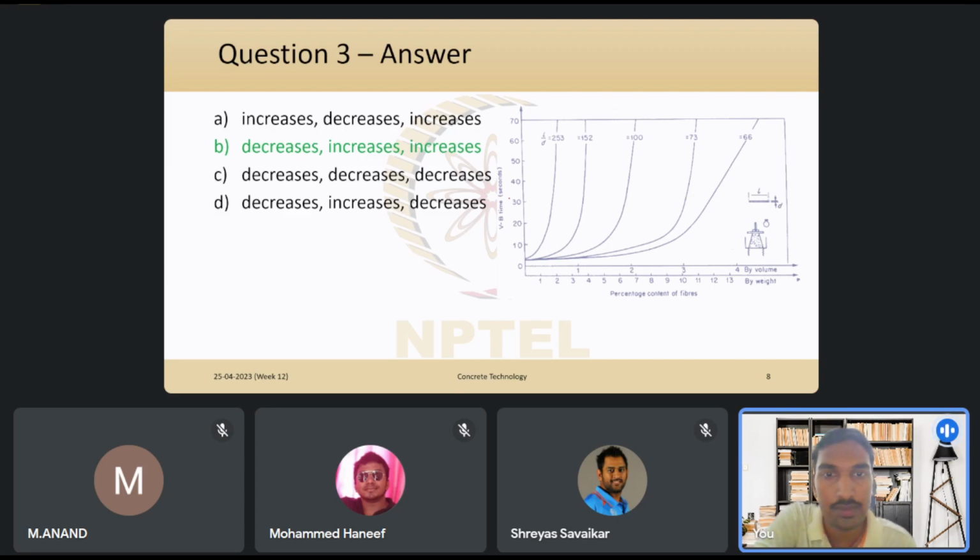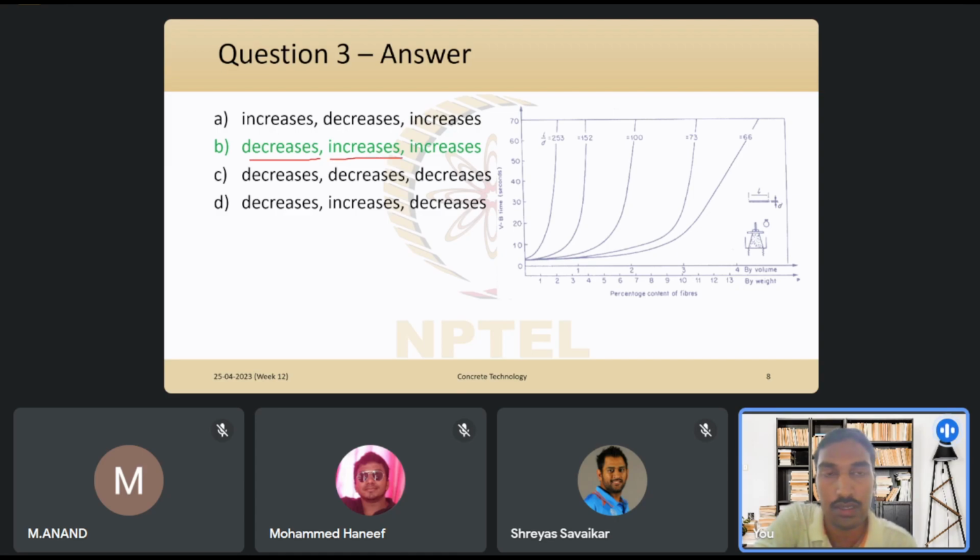So when VB time becomes larger, what does it mean? Workability is reducing, right? It is less workable. So the higher the content of your fiber, the lesser is your workability, or the higher is the VB time. So that is for the percentage content of fiber, the first and second part. Workability decreases when the fiber content increases.